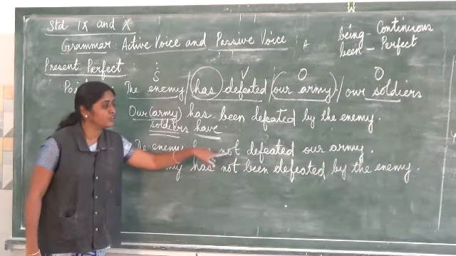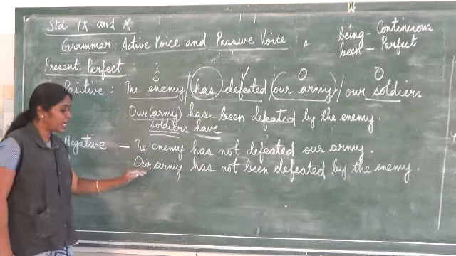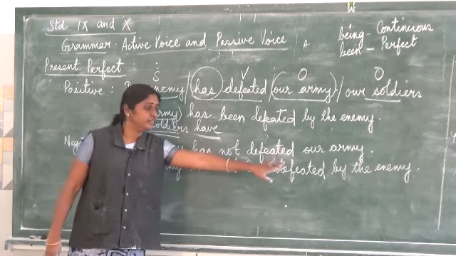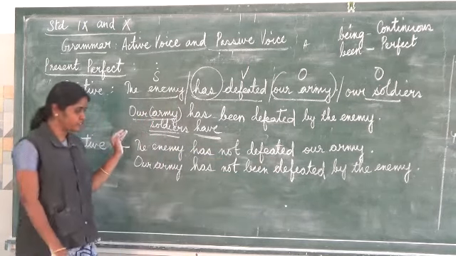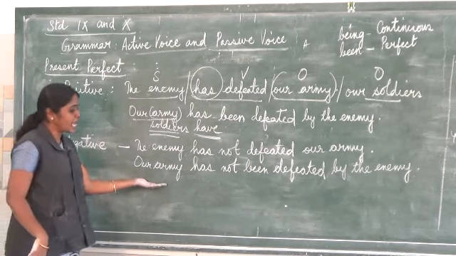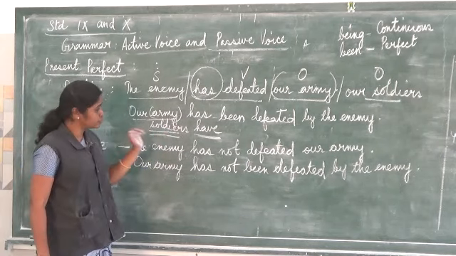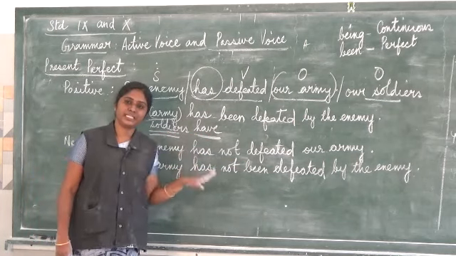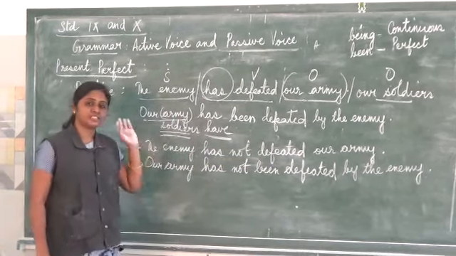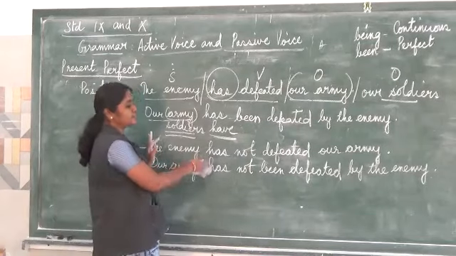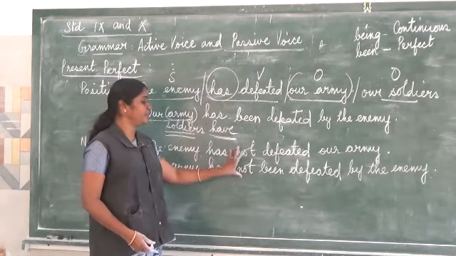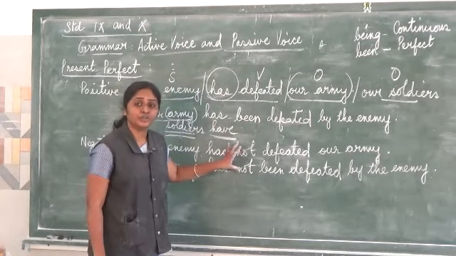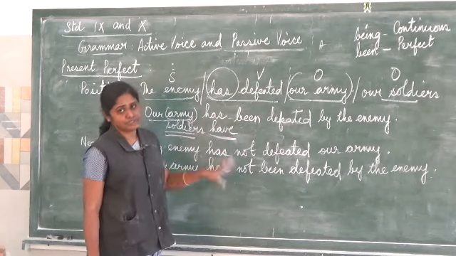The enemy has not defeated our army. Our army has not been defeated by the enemy. So this is how you have to change. Instead of this army, if you had soldiers also, our soldiers have not been defeated by the enemy. Okay, the answer is the same, children, but the only difference is next to the auxiliary verb, you have to use this negative word not to show that it is a negative sentence.